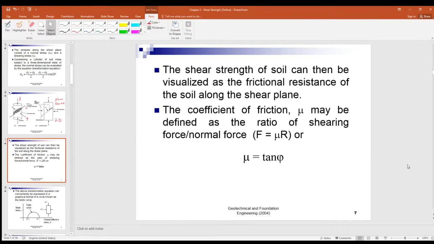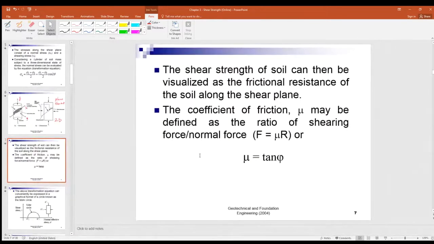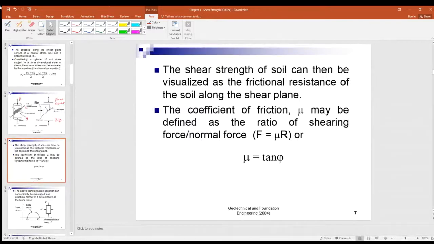Now, the shear strength of soil consists of two parts. First of all, we are talking about friction. Now, what does that mean? Friction. Now, what's friction?